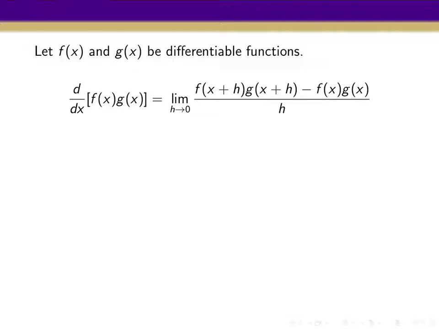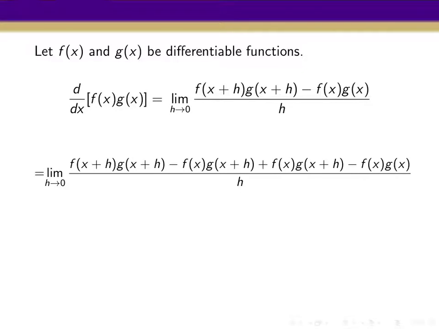Well, there are two main tricks that mathematicians use over and over again. One of them is multiplying by 1, and we see that quite a bit when we're dealing with limits. But another one is adding 0 in a really creative way. And so this is an example where we're going to add 0 in a creative way. So this is what we're going to do.